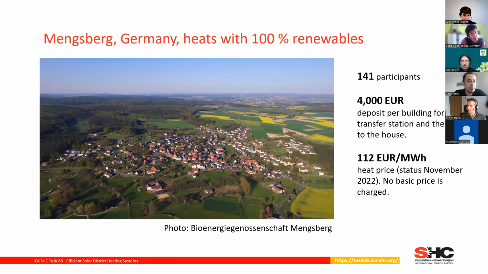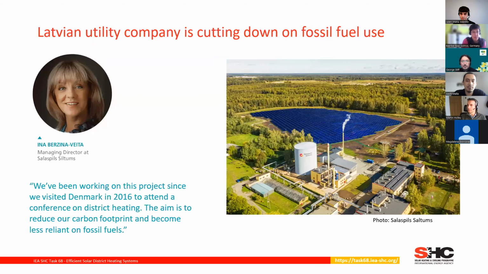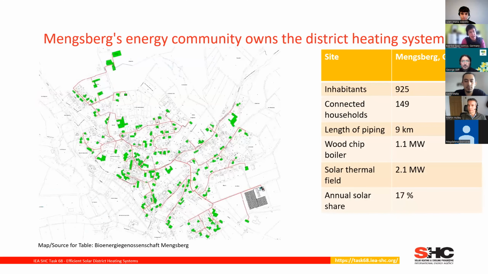Mengsberg is a small town in Germany, only around 200 participants. They decided to build it completely new. They probably didn't know about Thermos, but they managed to build it this way. All the red lines in this plan are new district heating lines, and they have a 100% renewable supply today based on biomass and solar thermal, with a share of 17% biomass.